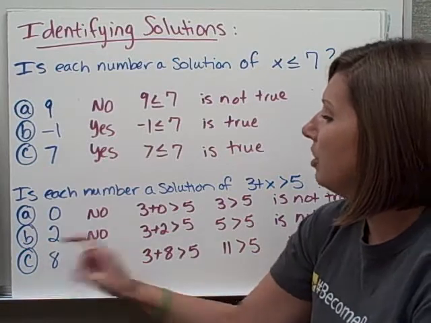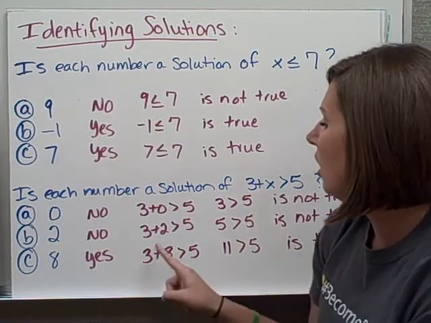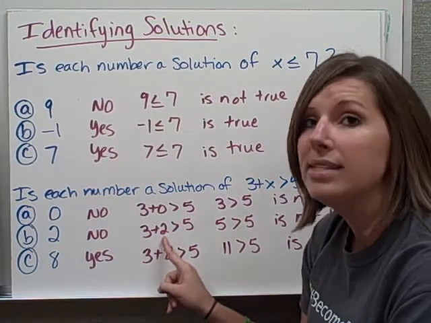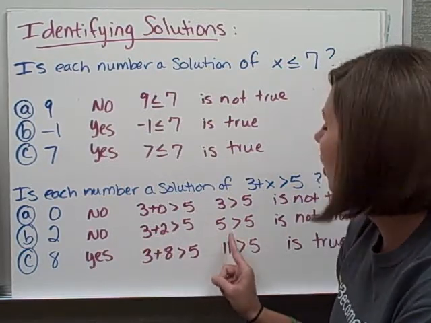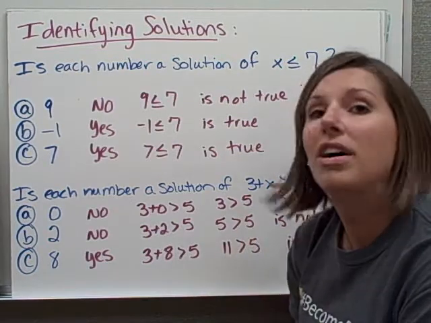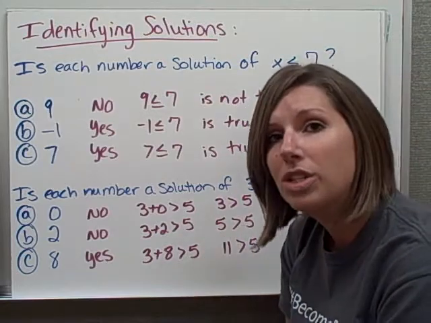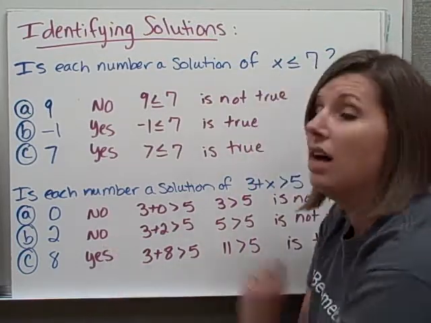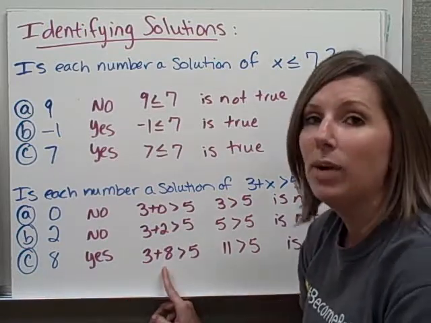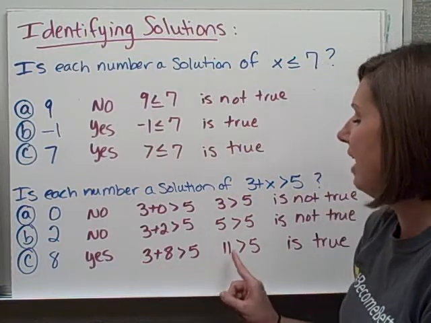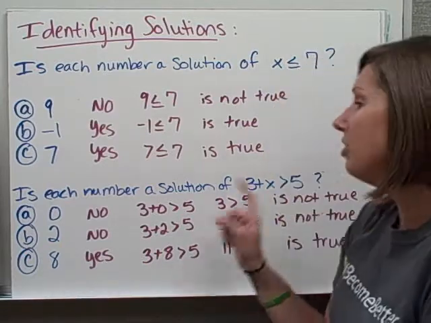Is 2 a solution to the inequality 3 plus x is greater than 5? Well, let's see. I plug in 2 where x was. 3 plus 2, that's 5. So is 5 greater than 5? No, 5 is not greater than 5. It does not have that or equal to portion underneath it. So I'm going to say this is not a true statement. And then the last one, 8. If I plug in 8 where x was, and I simplify, 3 plus 8 is 11. 11 is greater than 5, so 8 is a solution to this inequality.